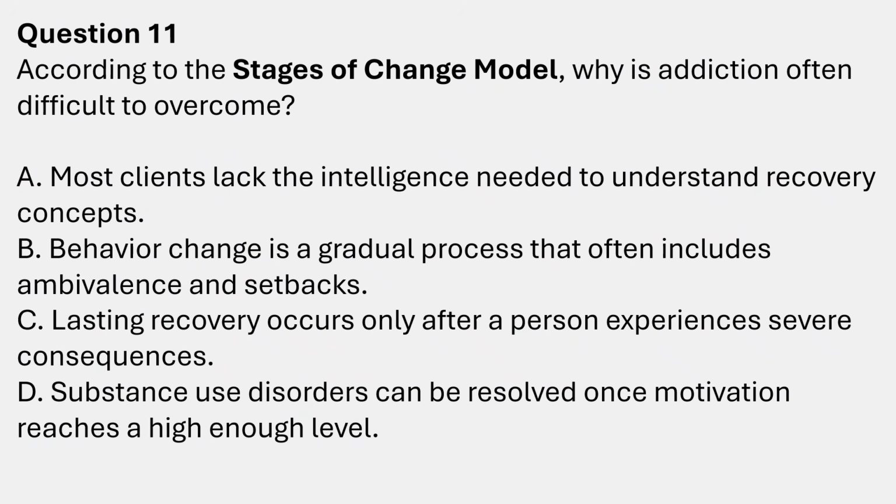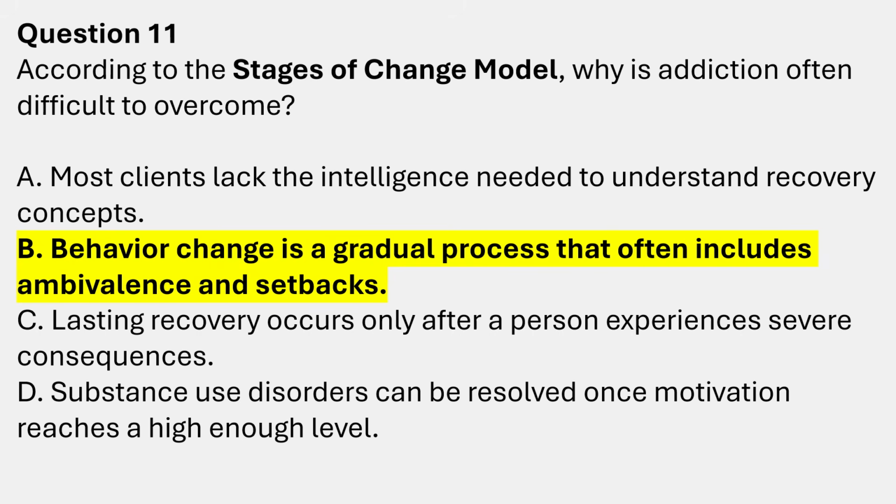Question 11. According to the stages of change model, why is addiction often difficult to overcome? A. Most clients lack the intelligence needed to understand recovery concepts. B. Behavior change is a gradual process that often includes ambivalence and setbacks. C. Lasting recovery occurs only after a person experiences severe consequences. Or D. Substance use disorders can be resolved once motivation reaches a high enough level.